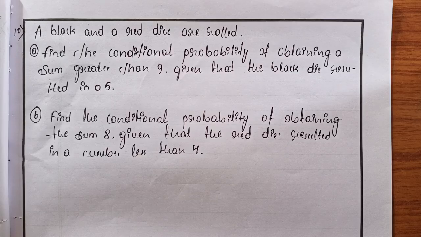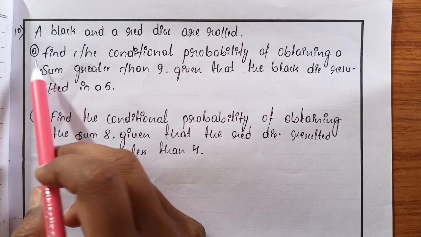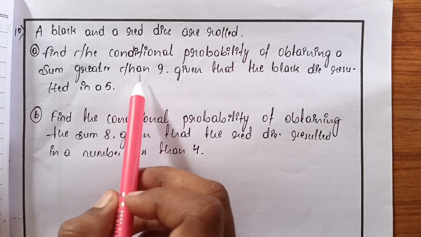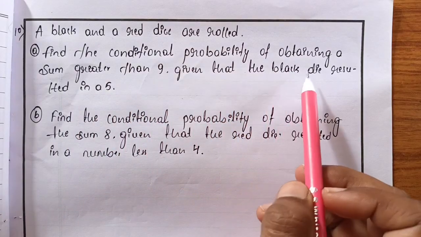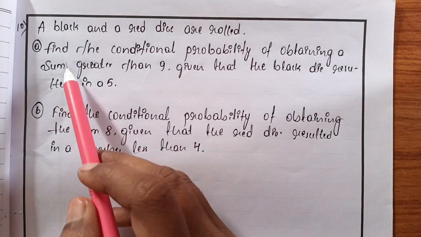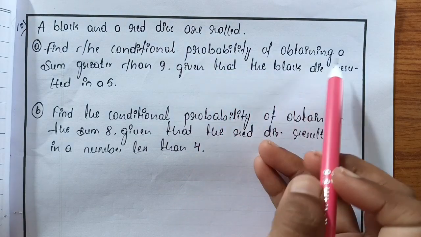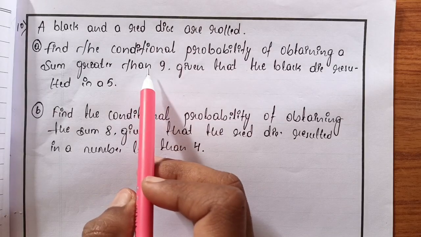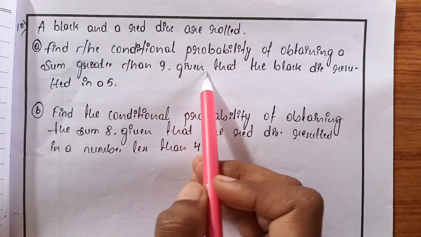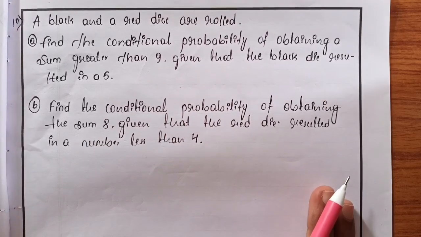Tenth question: a black and a red die are rolled. Find the conditional probability of obtaining a sum greater than 9, given that the black die resulted in a 5. So we find the conditional probability of the sum being greater than 9, given that the black die resulted in a 5.